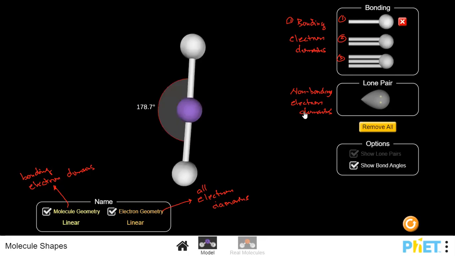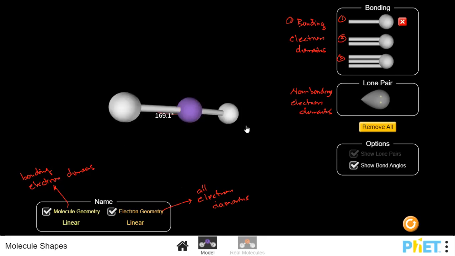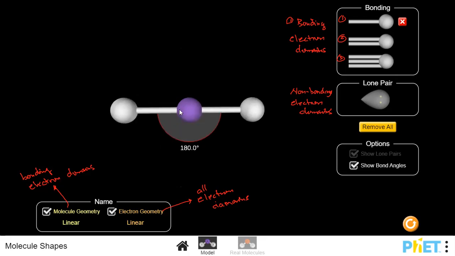So there is the angle right there. If we add in 2, I'm going to just turn this around for you guys to see here. The cool thing about this PhET lab is that it's a 3-dimensional PhET lab, so you can turn this around. We add in a second bonding domain here. So we have 2 single bonds. Remember, each one of these bonds is comprised of 2 electrons each.